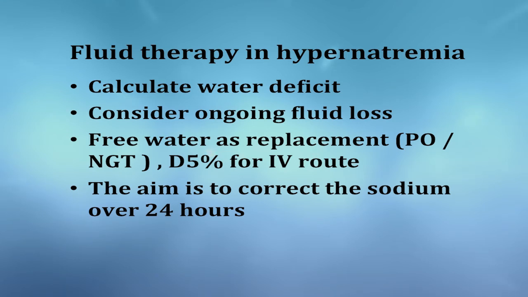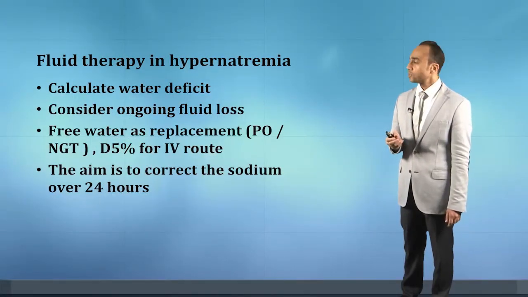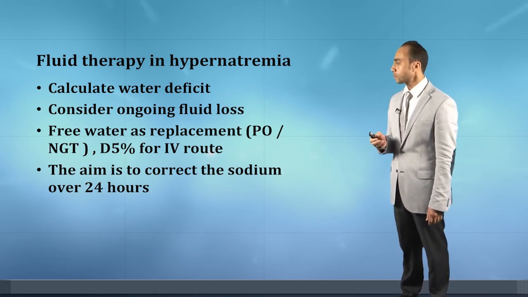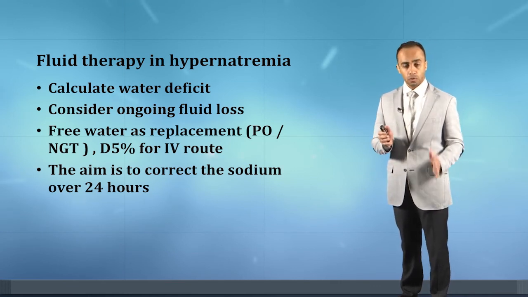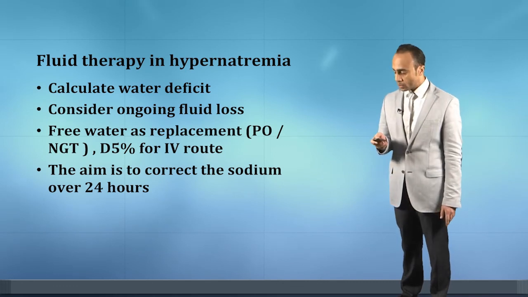If the patient cannot take PO or the patient doesn't have a nasogastric tube, you can give it by the IV route as D5 water. Again, the aim in hypernatremia is not to correct the sodium very quickly, but rather to correct it over 24 hours.